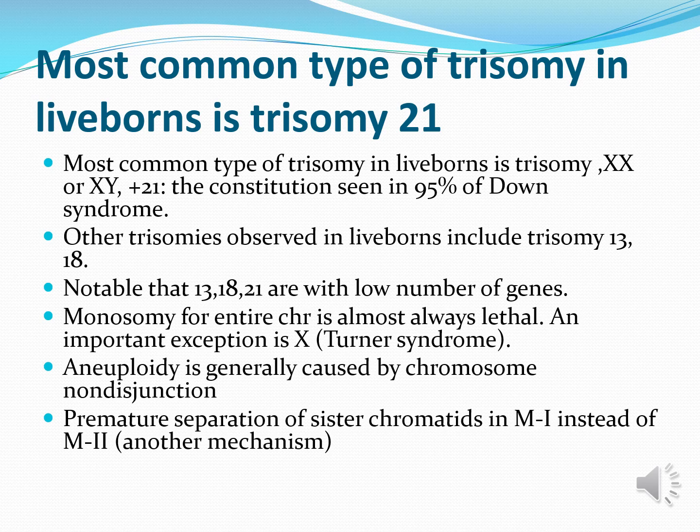The most common trisomy in live births is trisomy 21, also known as Down syndrome, with karyotype 47,XX,+21 or 47,XY,+21, seen in 95% of Down syndrome cases. Other trisomies observed in live births include trisomy 13, which is Patau syndrome, and trisomy 18, which is Edwards syndrome. It is notable that chromosomes 13, 18, and 21 have relatively low numbers of genes compared to larger chromosomes, which may explain why trisomies for these chromosomes are viable, while trisomies for chromosome 1 or 2 are not.